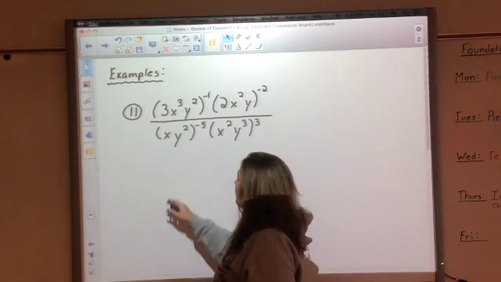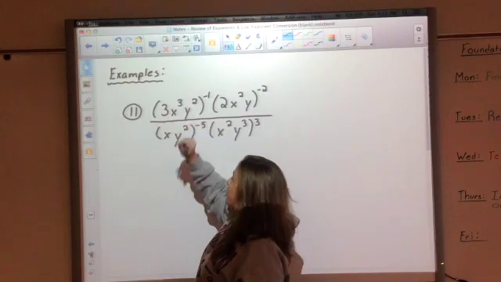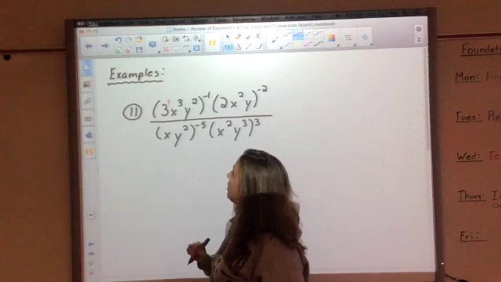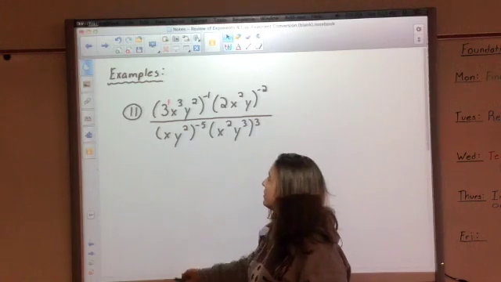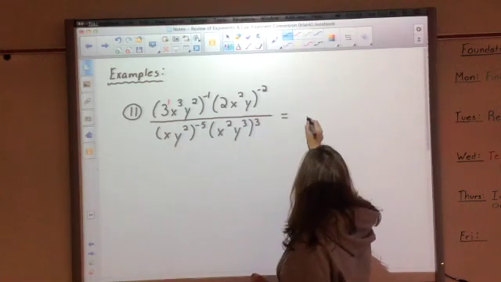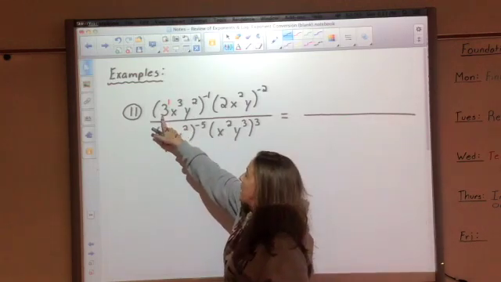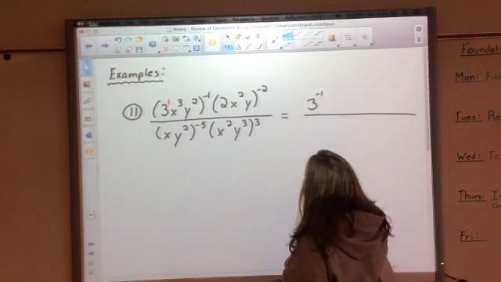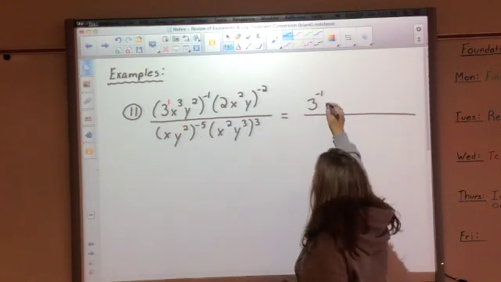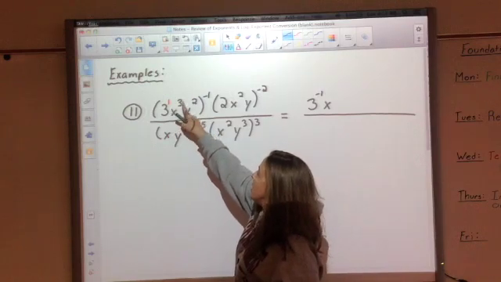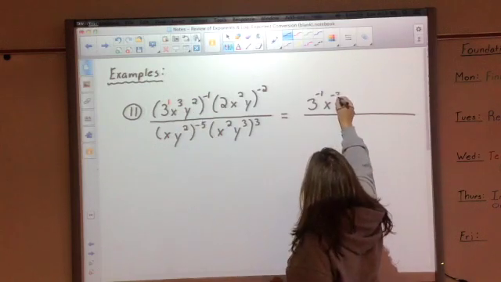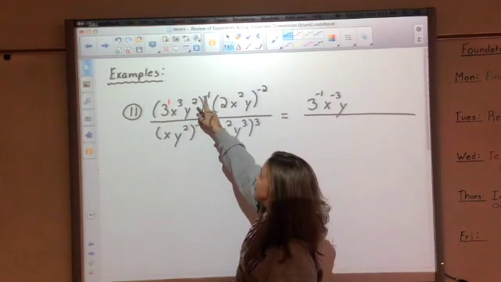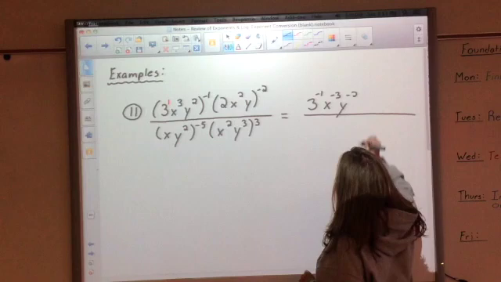So we'll start with everything here to the 1st power, including the 3, because remember, there's an understood 1 on that 3. So this is going to give us, on the top, we have 3 to the 1 times negative 1 is negative 1. Then we have our x to the 3 times negative 1 is negative 3. Then we have y to the 2 times negative 1 is negative 2.